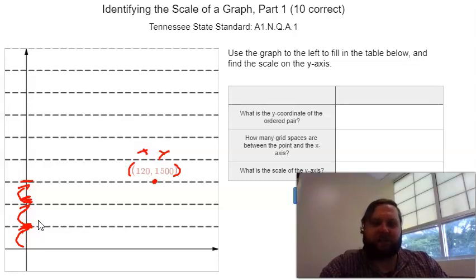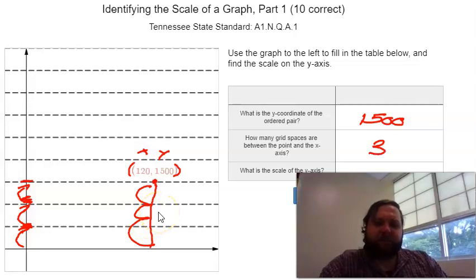So first thing we're asked is, what is the y-coordinate of the ordered pair? So remember, it's alphabetical order, x, then y. So the y-coordinate for this is 1500. The next question is, how many grid spaces are between this point and the x-axis? So be careful here. Notice it says x-axis, even though we're looking for the scale of the y-axis. To find this, we need to know the distance between the x-axis and where this point is. So how many spaces is that? Well, it's 1, 2, 3 spaces. So how many grid spaces are there? Well, there are 3. And now the final question is, well, what is the scale of the y-axis?